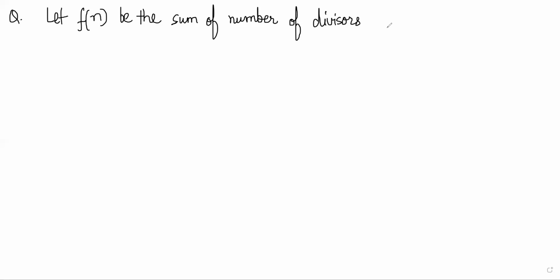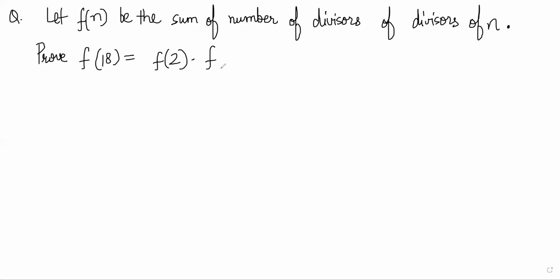Let f of n be the sum of number of divisors of divisors of n. So it's a little confusing, but think about it. You have to prove that f of 18 is equal to f of 2 multiplied by f of 9. Well, let's calculate. You have to calculate f of 18 and f of 2 and show.